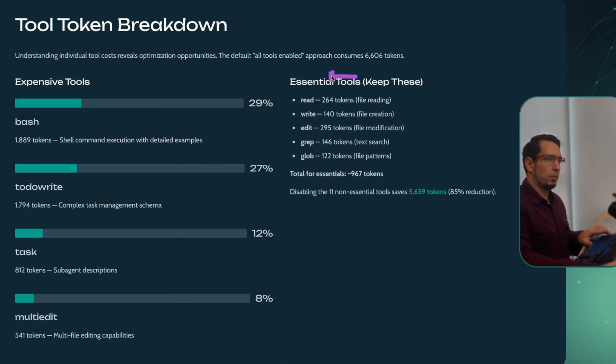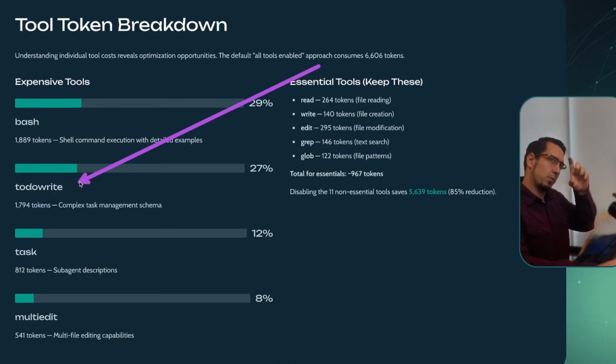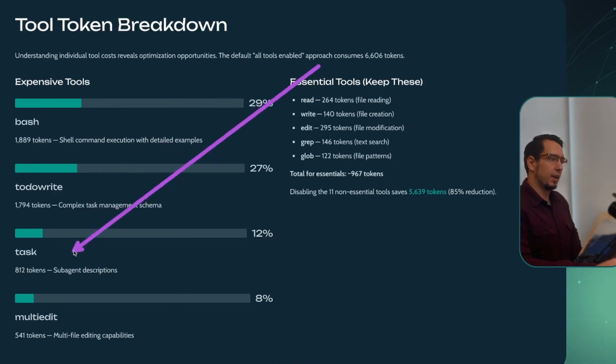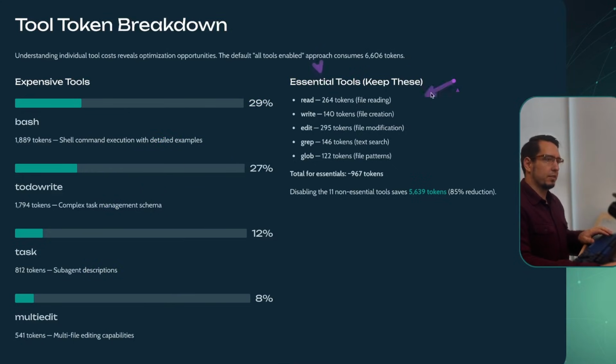This is what we're talking about. I'm trying to break down how these tools represent that 6,600. We know the most expensive tools are things like Bash, todo, and write. If you're using OpenCode, that's the to-do list and multi-edit things. Essential tools, which are quite low, we can keep, like read. I think when I use read, it's a bit more. List, if you do ls, is 264, then read, write, edit, grep.